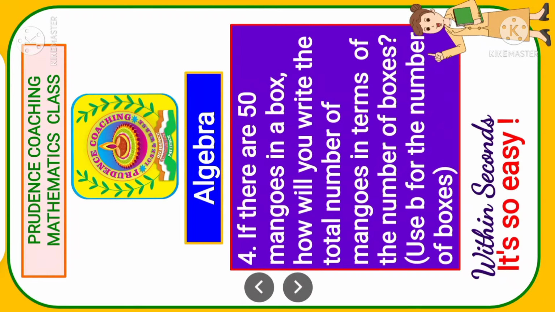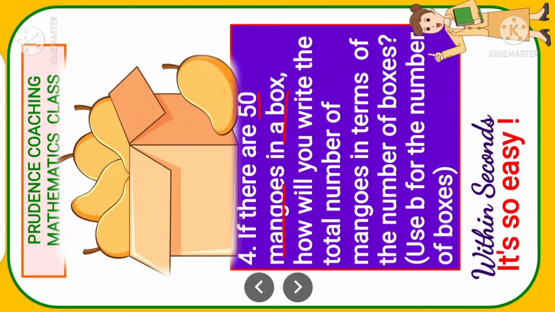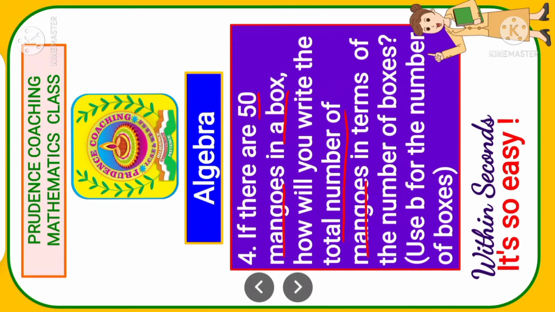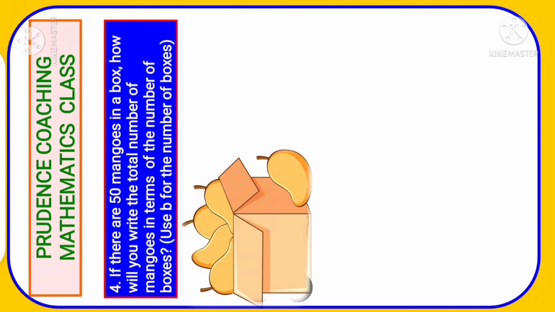4. So first let us read out the question. If there are 50 mangoes in a box, how will you write the total number of mangoes in terms of the number of boxes? Use B for the number of boxes. So here how many boxes are there is unknown to us. But in a single box it is said that there are 50 mangoes. So how many total mangoes will be there?